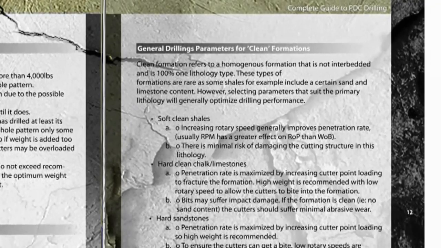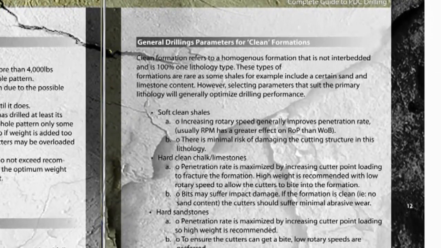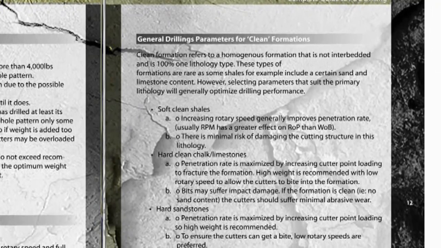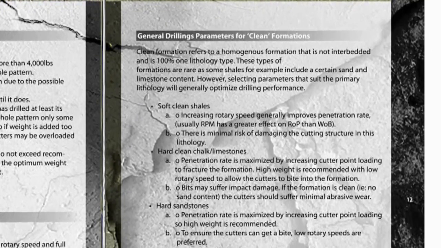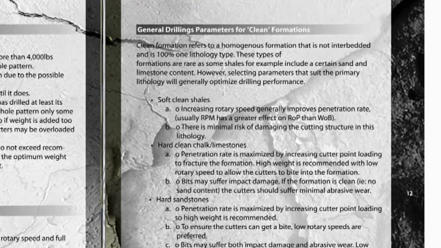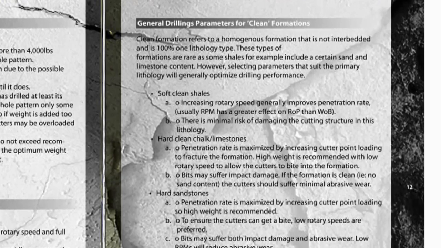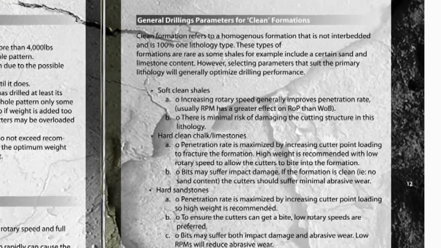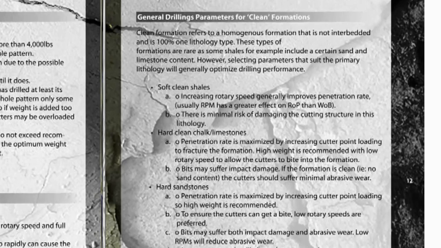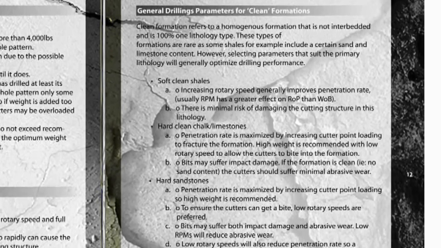General drilling parameters for clean formations. Clean formation refers to a homogeneous formation that is not interbedded and is 100% one lithology type. These types of formations are rare, as some shales, for example, include a certain sand and limestone content. However, selecting parameters that suit the primary lithology will generally optimize drilling performance.